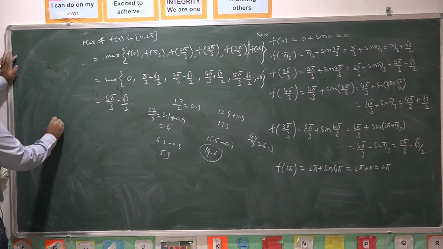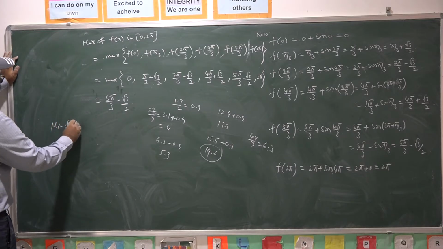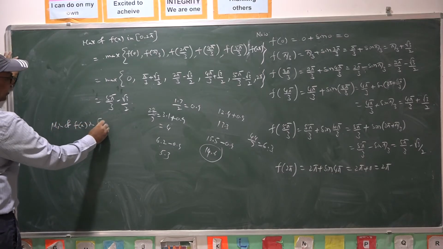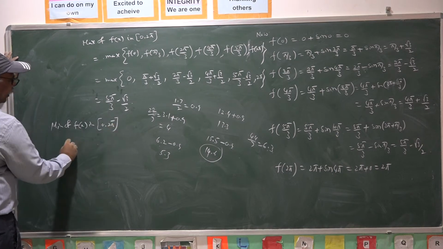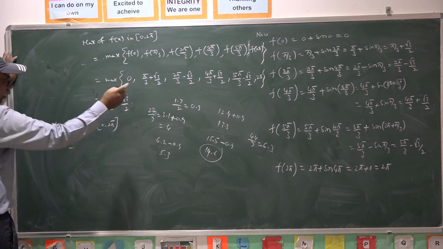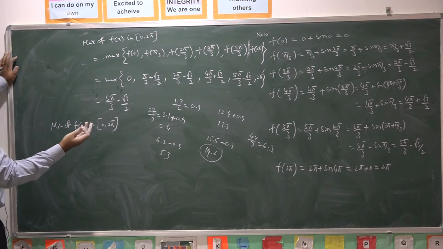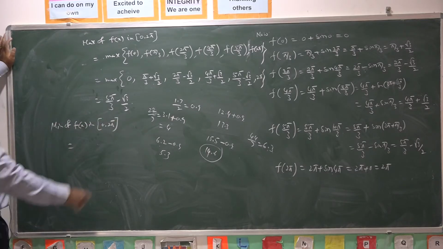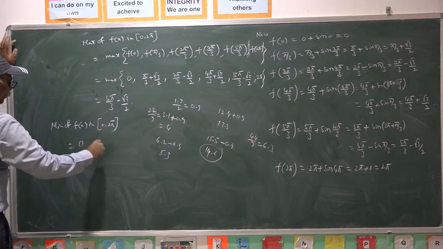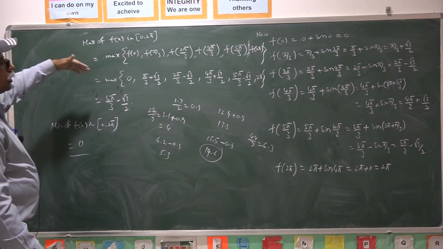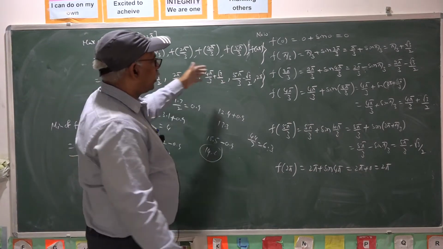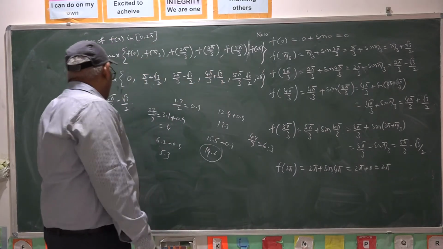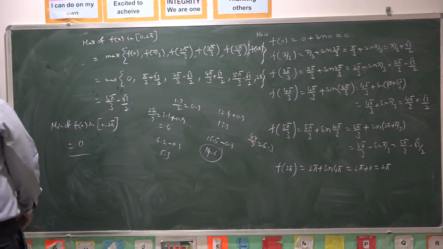Similarly, the minimum of f(x) in this interval 0 to 2 pi: out of all these values, all the values are clearly positive, hence the minimum is 0. Out of all these, the minimum is the minimum and the maximum is the maximum. So this is the maximum, this is the minimum.